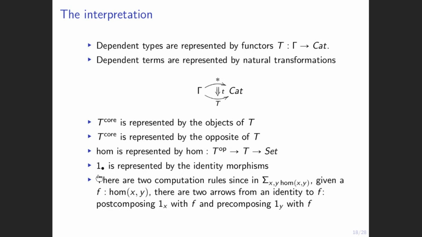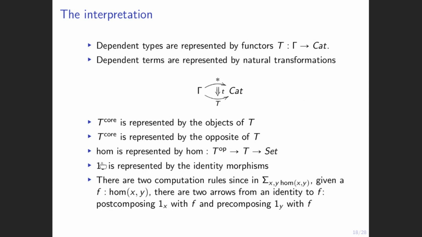And as I suggested when I was talking about the left and right computation and elimination rules, this is coming from the fact that if we look at the sigma type, and hom here should be not so small, if we look at morally the sigma type of xy of hom xy, this is the twisted arrow category, if some people have heard of that. And what's happening here is that if we're, say, given a homomorphism in the category from x to y, there are two arrows from an identity to f.